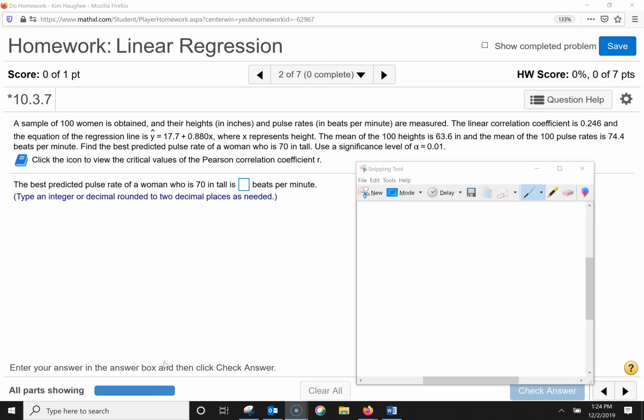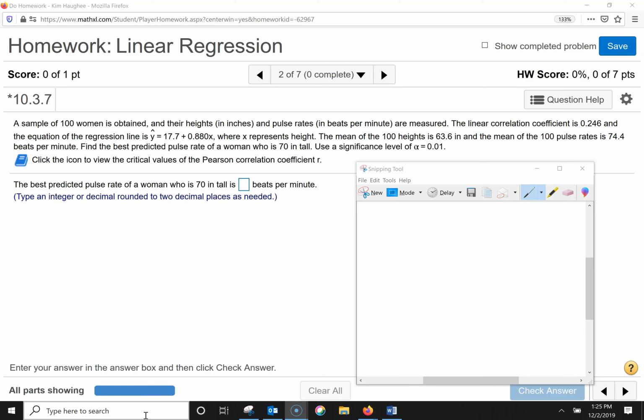In this problem, a sample of 100 women is obtained and their heights and pulse rates are measured. The linear correlation coefficient is found to be 0.246, and the equation of the regression line is given as y hat equals 17.7 plus 0.880x, and x is representing height. Then we find out that the mean of those 100 heights is 63.6, and the mean of the 100 pulse rates is 74.4.